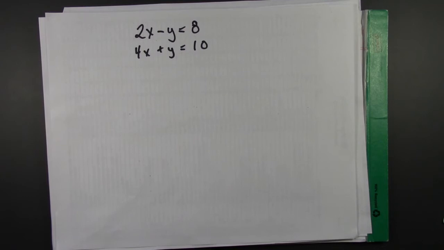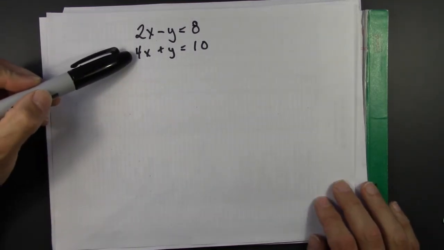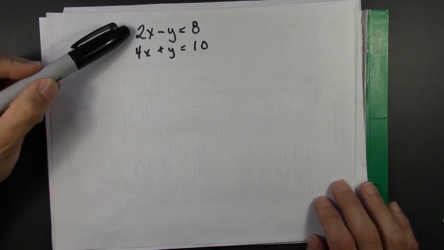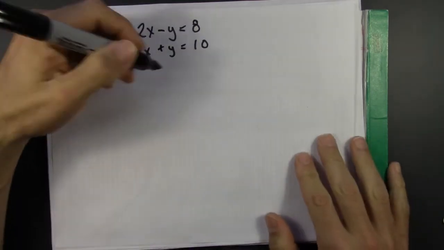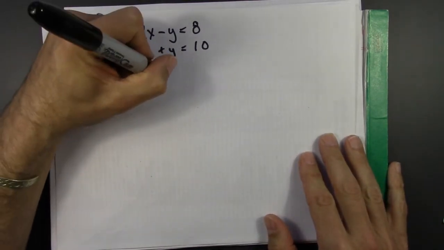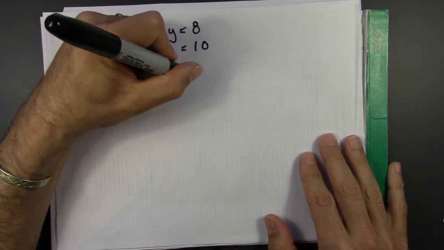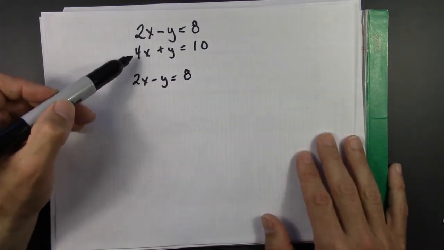So the first thing I'm going to do is try to make this term, this 4x, go away. And to do that, I'm going to take this top equation and multiply it by 2, and then subtract that from this equation. So the top equation I'll leave alone. That's going to be 2x minus y equals 8. That stays put. Now I'm going to double this equation, subtract it from that.